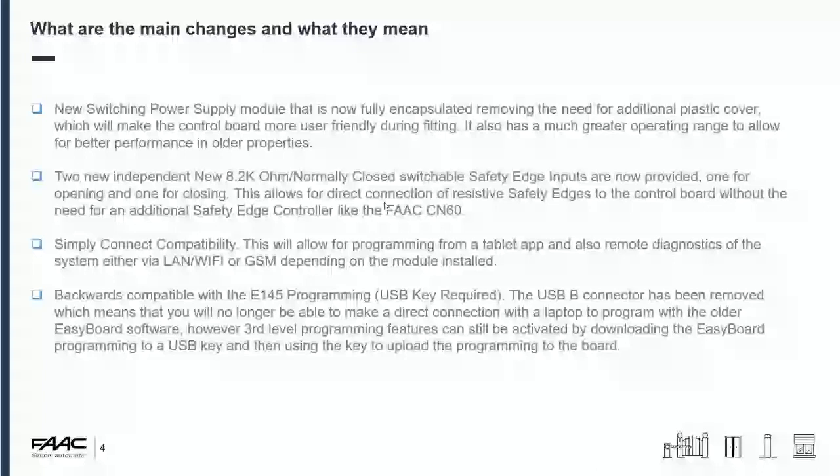Also, it's backwards compatible with E145 programming, but you will need a USB key in order to get spacing for the new safety edge terminals. The USB connector had to be removed, so you can't do the direct connection like you used to with the EasyBoard software. But instead, you can still use a USB key to create programs and then load it back onto the board. There's a section on this PowerPoint that actually shows going through that itself.